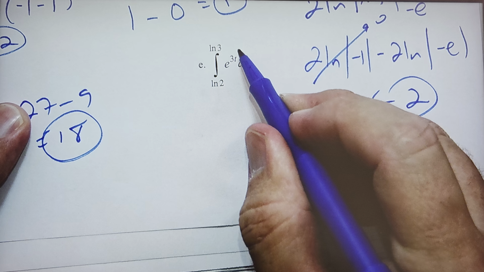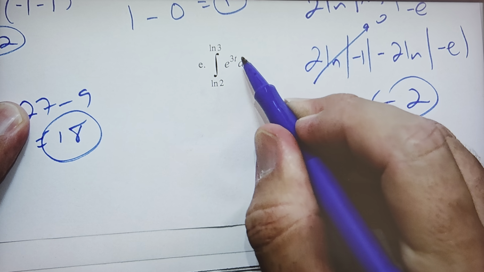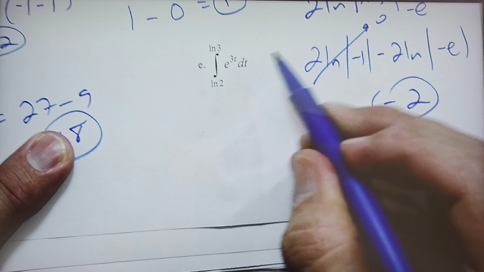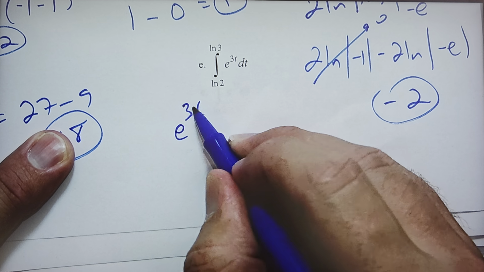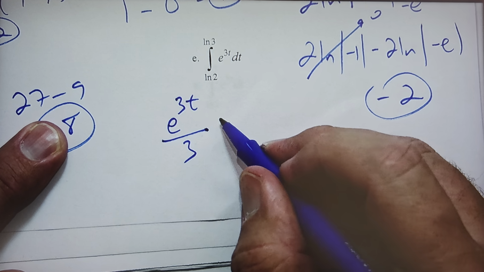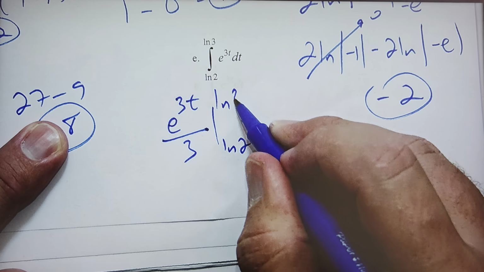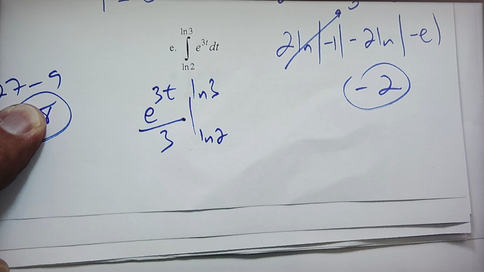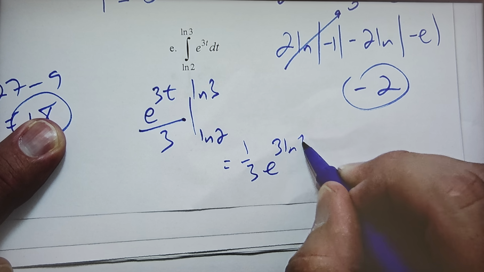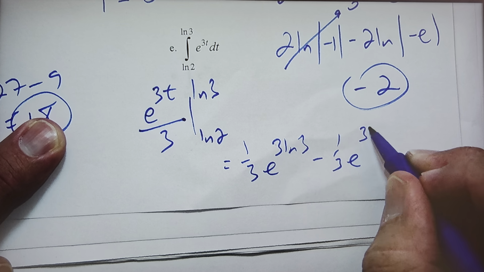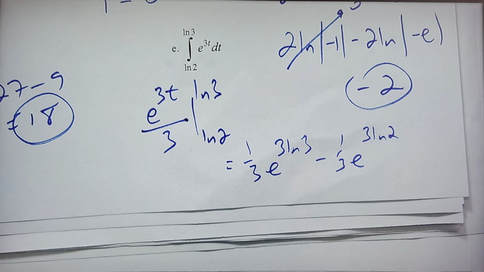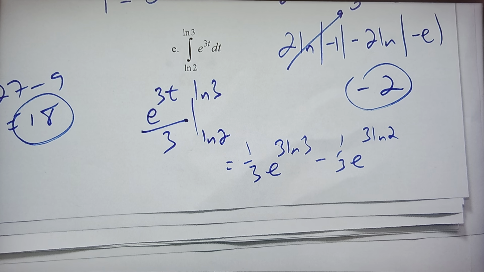Okay. How do I integrate? What's the antiderivative? And I'm going to stop saying that, by the way. How do I integrate e to the 3t? E to the 3t, almost, divided by 3. Good, right? And I want to evaluate that from natural log of 2 to natural log of 3. I'm going to write 1/3 e to the 3 ln 3 minus 1/3 e to the 3 ln 2. Is that cool? Now, if you just circle this, you're going to lose points, because you can simplify this.